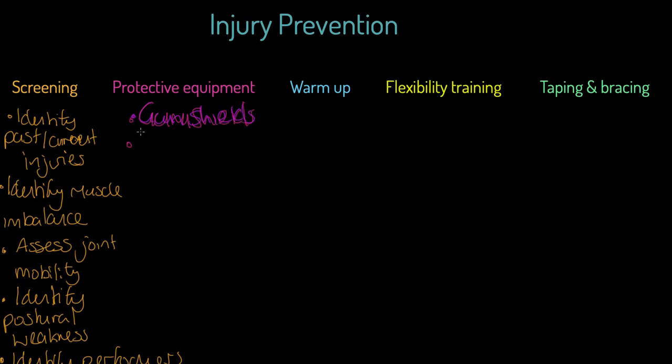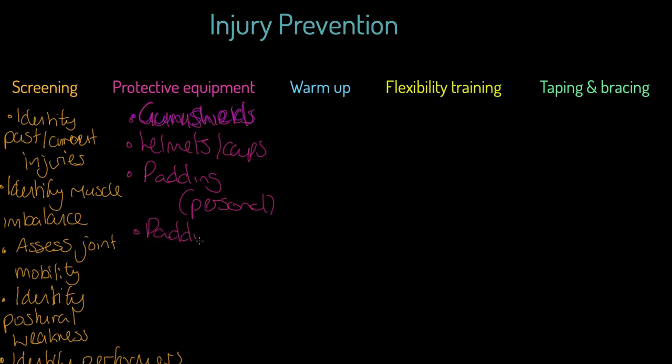What about any sport where you have helmets, caps? Think about your road cycling as an example. What about padding? We have padding in cricket, in American football. I'm going to call this personal padding, the fact that you wear it. You might wear padding around the shoulders in rugby union, for example. But there's also padding which is more general, for example, padding around a rugby post, so in case you run into it, it's not going to cause you any danger.